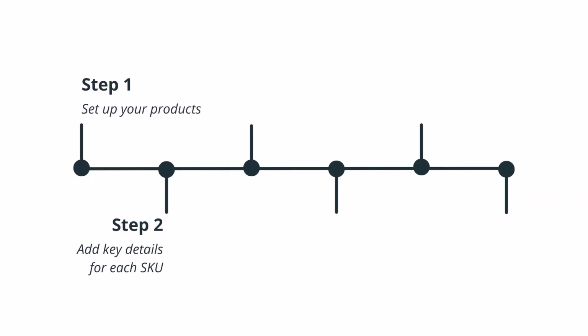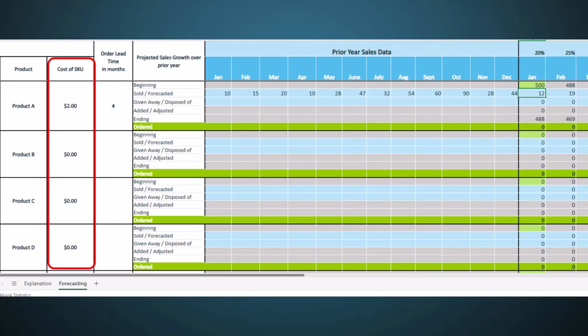Step 2, add key details for each SKU. Once your products are listed, it's time to feed the spreadsheet the info it needs to actually forecast. You'll enter 4 key things for each SKU. Cost per unit. This is what you pay your vendor for each unit. We're not talking about what the customer pays. We're talking COGS here. Why include this? Because your forecast isn't just about units, it's also about cash. We'll use this cost later to calculate how much you'll need to spend when it's time to reorder.